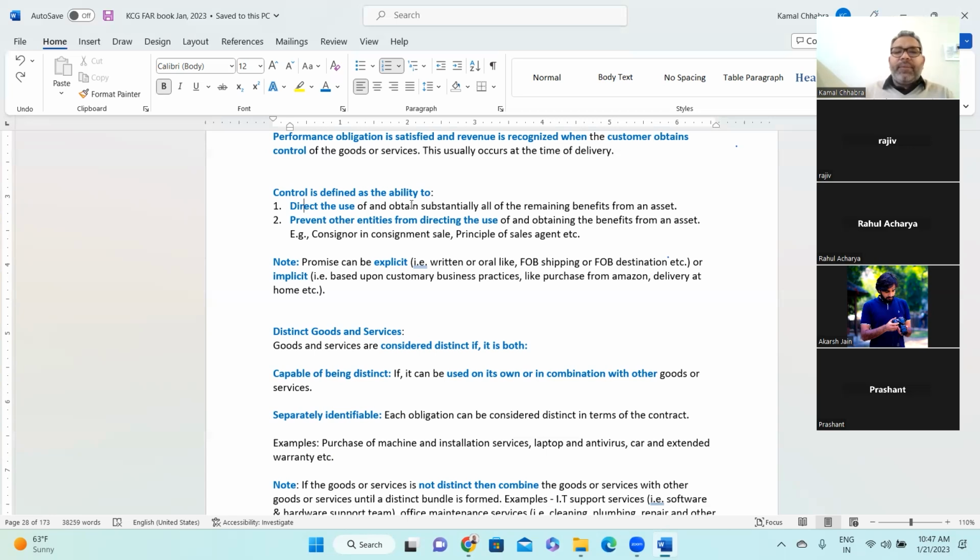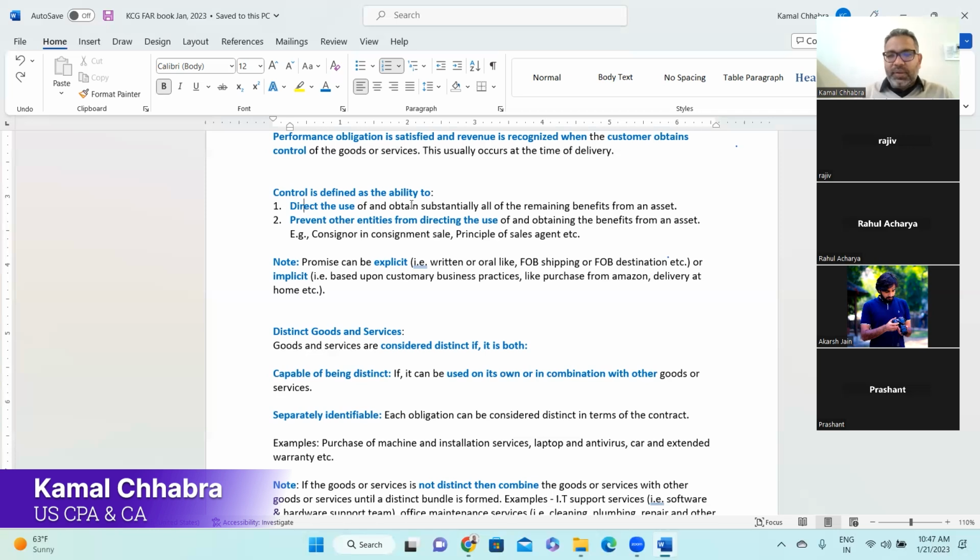So when you have the ability to direct the use and take the benefit of the remaining life of the asset, or you have the right to prevent anyone else from using it, then it is considered that you have control over that asset. Make sense? Yes, sir. So let's look at an example. Consignor in consignment sale, or principal or sales agent. So if you see consignor, I'm sure you might have studied it in school days. What is consignor, consignee? Any idea?